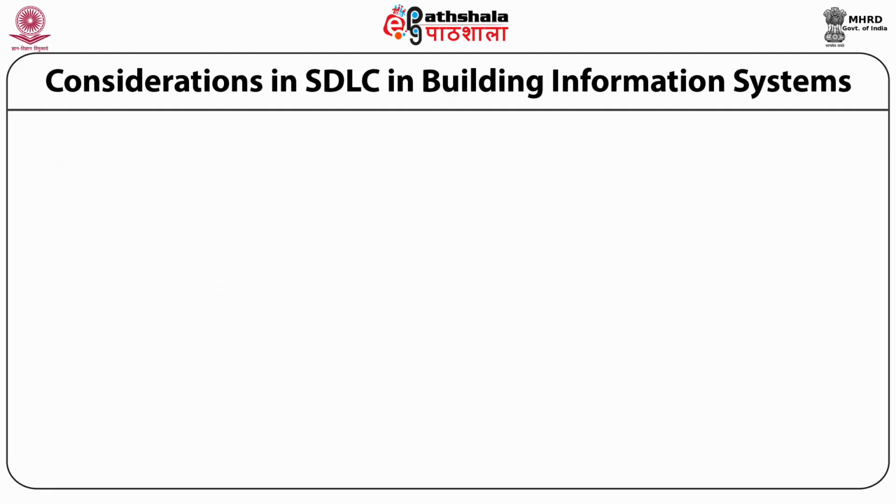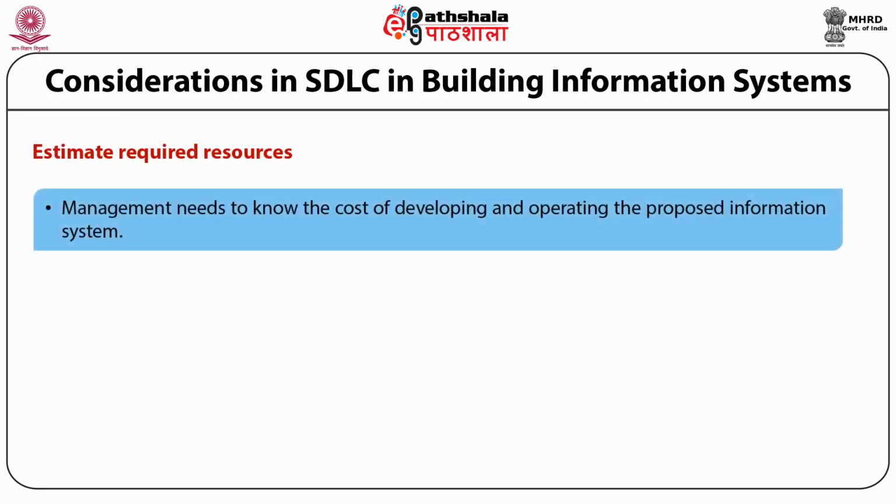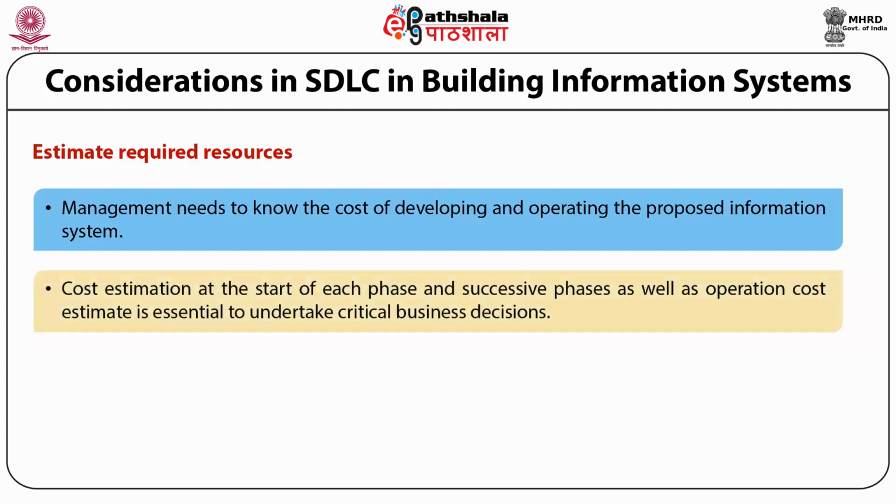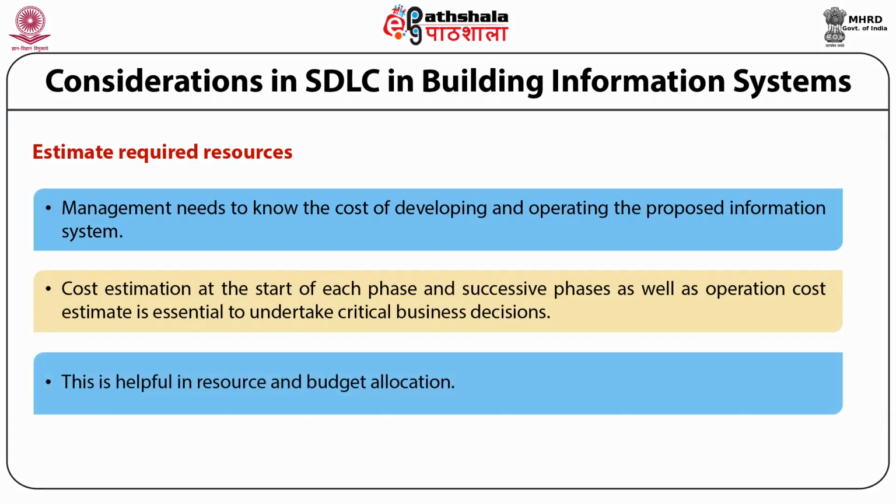Further, we discuss how to estimate required resources. The management needs to know the cost of developing and operating the proposed information system. Cost estimation at the start of each phase and successive phases, as well as operation cost estimates, is essential to undertake critical business decisions. This is very helpful in resource and budget allocation.